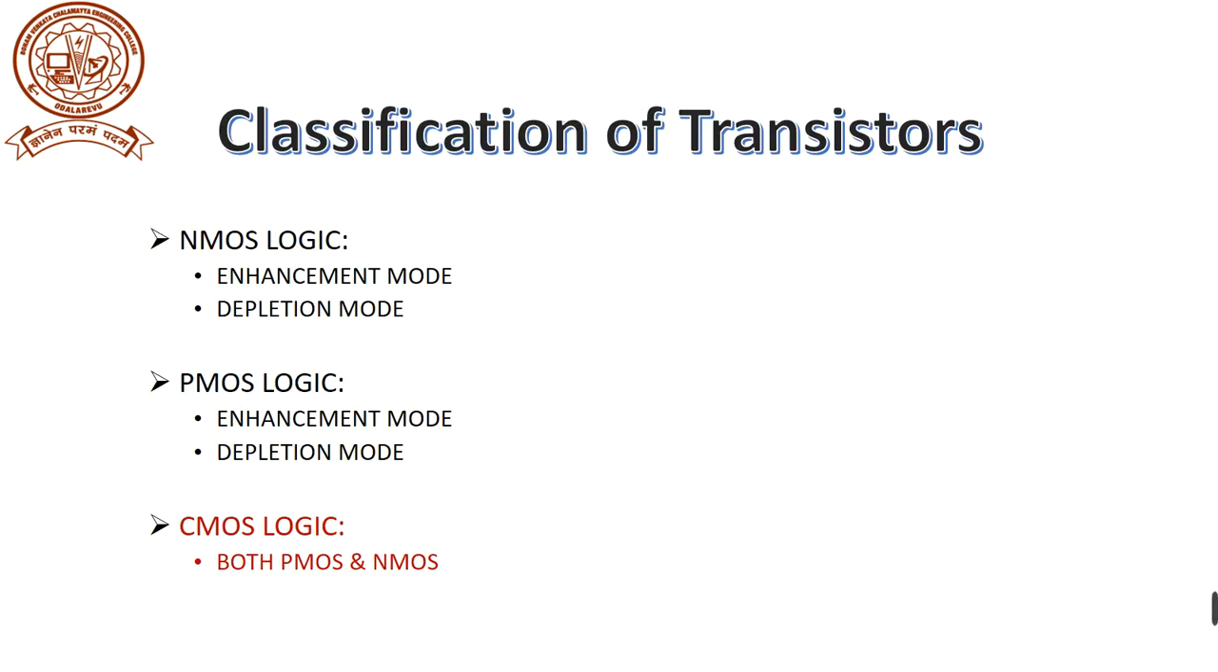And coming to the classification of transistors. Generally, the NMOS transistor consists of two types, that is enhancement mode NMOS transistor and depletion mode NMOS transistor. Similarly, the PMOS logic also has two types, that is enhancement mode PMOS transistor logic and depletion mode PMOS transistor logic. So coming to the CMOS transistor logic, simply it is the combination of both PMOS and NMOS with the enhancement mode NMOS logic.